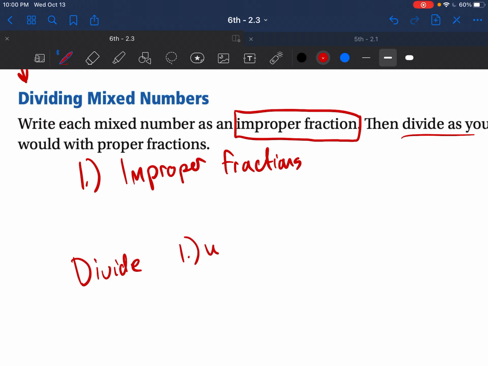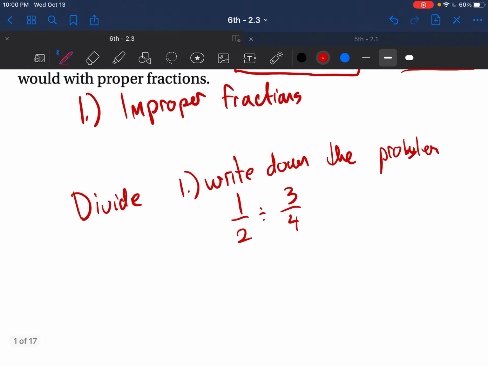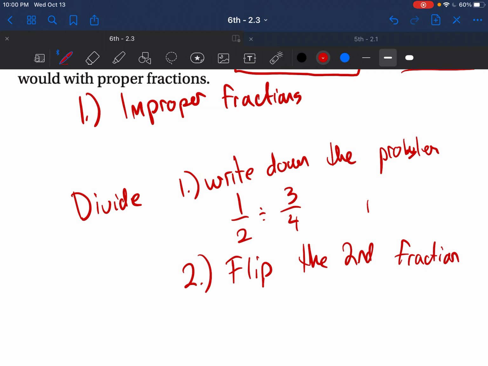Step 1, write down the problem. Let's say we're going to do an easy one. We'll just say 1 over 2 divided by 2 over 4. Actually, no. 1 over 2 divided by 3 over 4. Alright. Step 2. What you want to do is you want to flip the what? Flip the second fraction. What's the actual math word that we're looking for? We're looking for the reciprocal. Okay? Which means we're going to flip the second fraction.